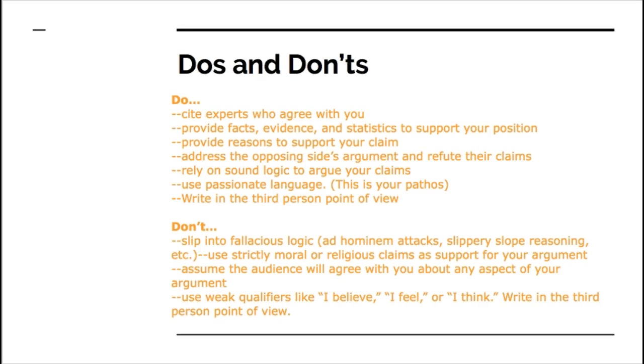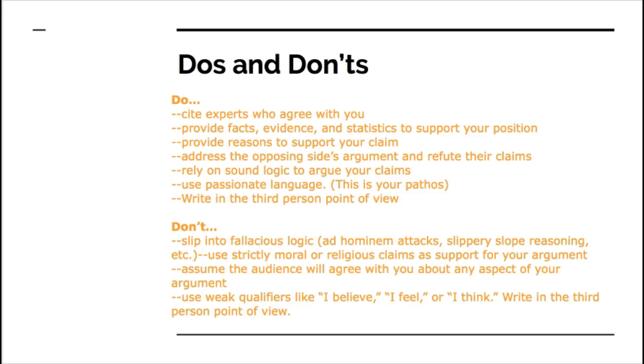Let's talk about some of the do's and don'ts of writing this paper while you're drafting. Do cite experts who agree with you. Do provide facts, evidence, and statistics to support your position. Do provide reasons to support your claims. Do address the opposing side's argument and refute their claims. Do rely on sound logic to argue your claims. Do use passionate language. This is where your pathos will come in. And do remember to write in the third person point of view.